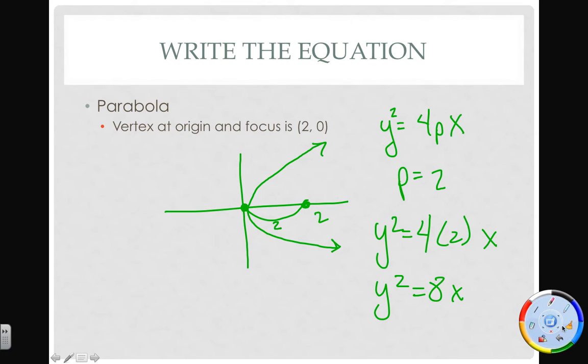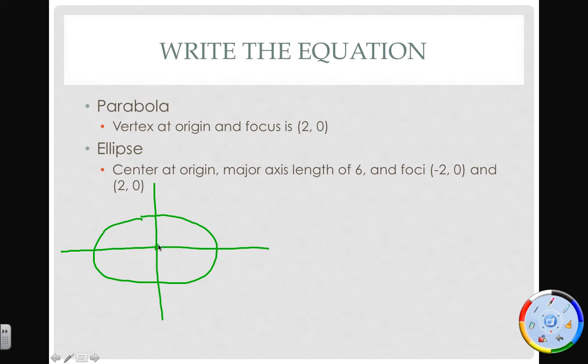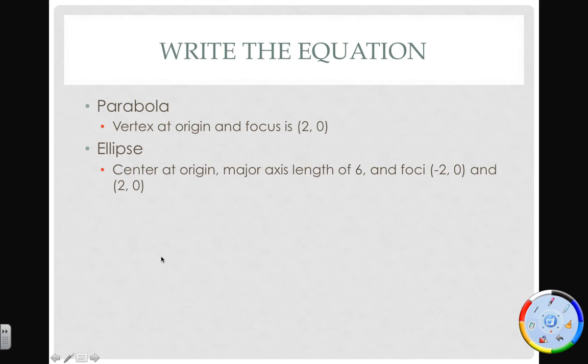Let's go ahead and move on to an ellipse. So again, we have a center at the origin. And for today's lesson, everything's going to be at the origin, by the way: the vertex for a parabola and the centers for ellipses and hyperbolas. I don't actually know if it opens this way or not. So let's go ahead and try that again.